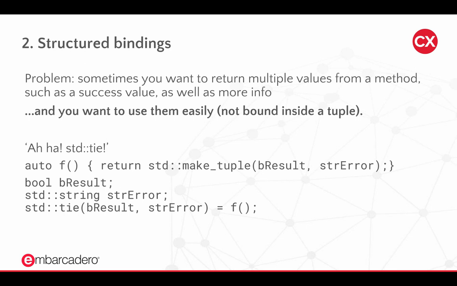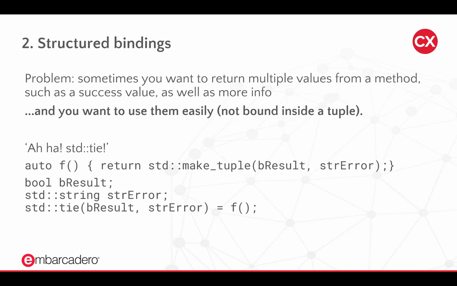You want to return multiple values from a method, and you want to use them easily, not bound inside a tuple. Aha, you will say, I can use std::tie. And there's a code sample using std::tie on screen. Here we declare two variables, result and strError, and we use std::tie to place the values that the tuple contained inside those local variables. But that's still rather ugly code.